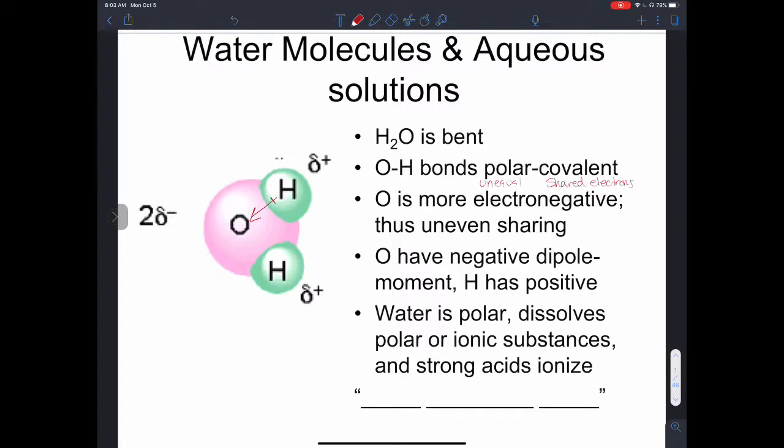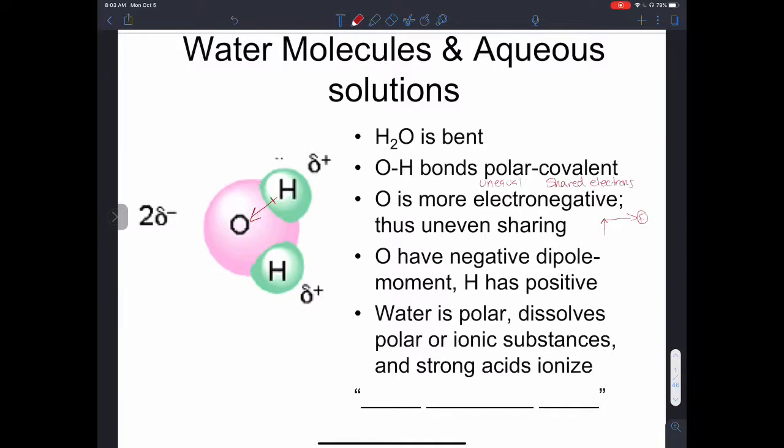So our third bullet point, oxygen is more electronegative, thus the uneven sharing. So remember that substances on the periodic chart furthest to the top and right-hand corner are the most electronegative. Fluorine, in fact, is the most electronegative element on the chart, and oxygen is the second most. So one of the aspects of electronegativity is that it has a very strong pull on its own electrons and the electrons of other atoms that it may be bonded to.